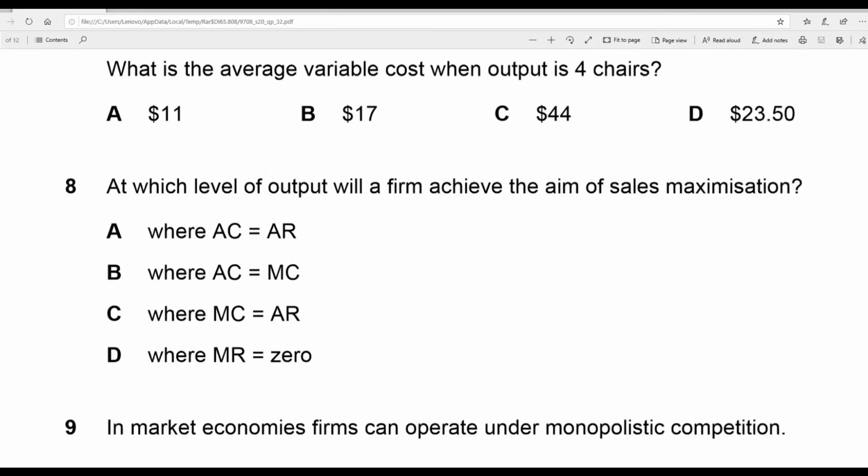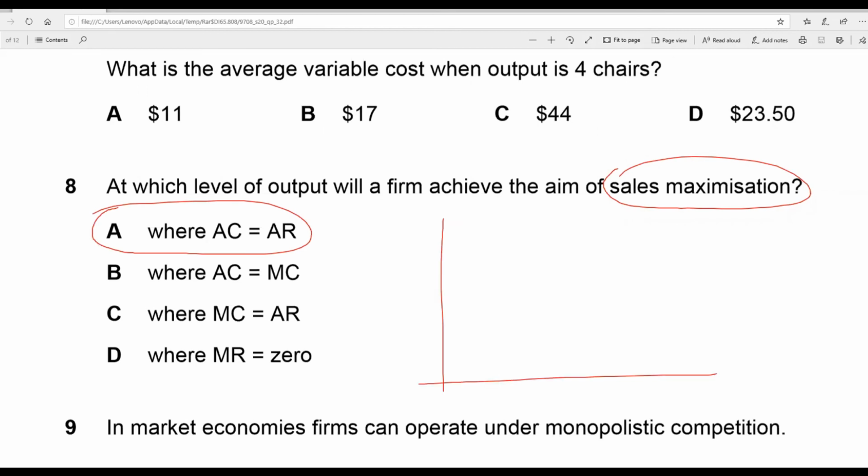Question number 8 says, at which level of output will a firm achieve the aim of sales maximization? So the question is about sales volume maximization. This is talking about quantity, not revenue. There are two different names: sales volume maximization is a different name and sales revenue maximization is a different name. So sales maximization is sales volume maximization. So the condition for sales volume maximization is average cost should be equal to average revenue.